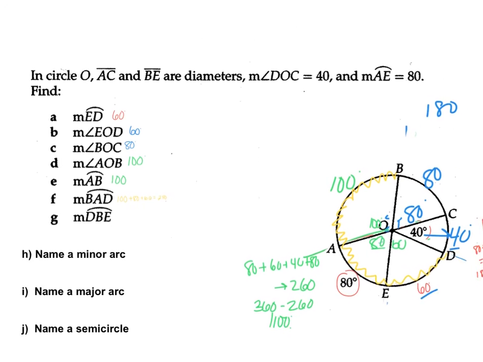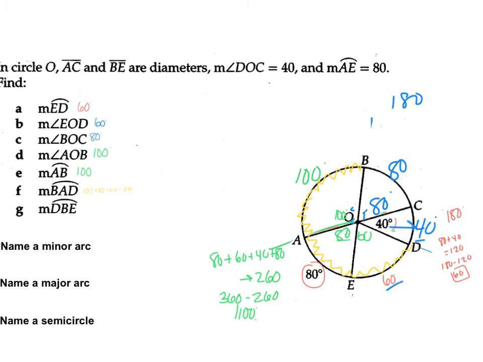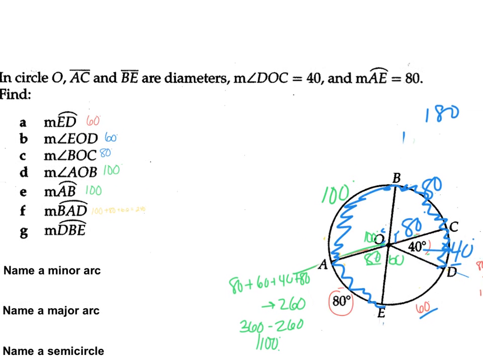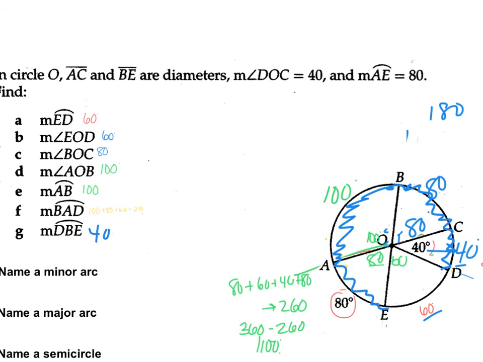I now want to find the measure of arc DBE, which means I start at D, go to B, go to A, and end at E. So I'm doing 40 plus 80 plus 100 plus 80, which is equal to 300 degrees.